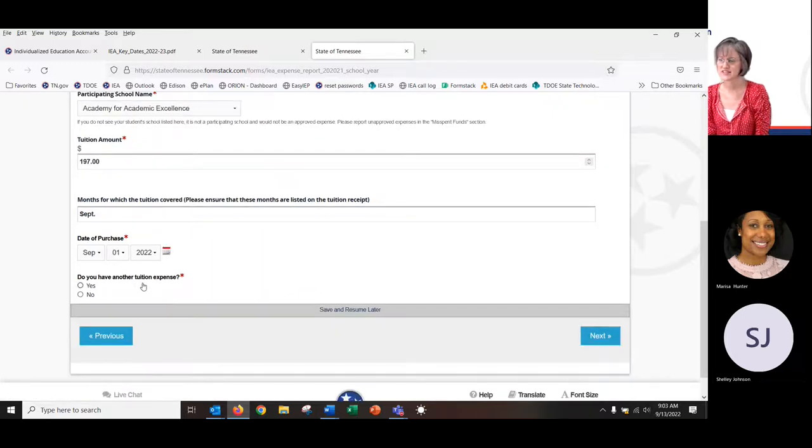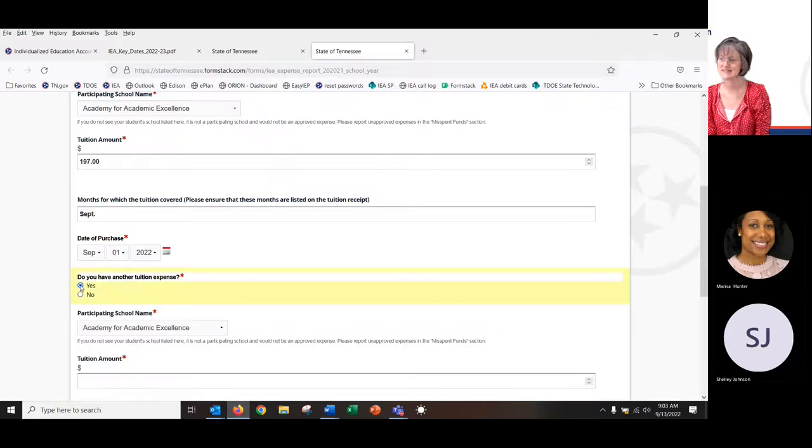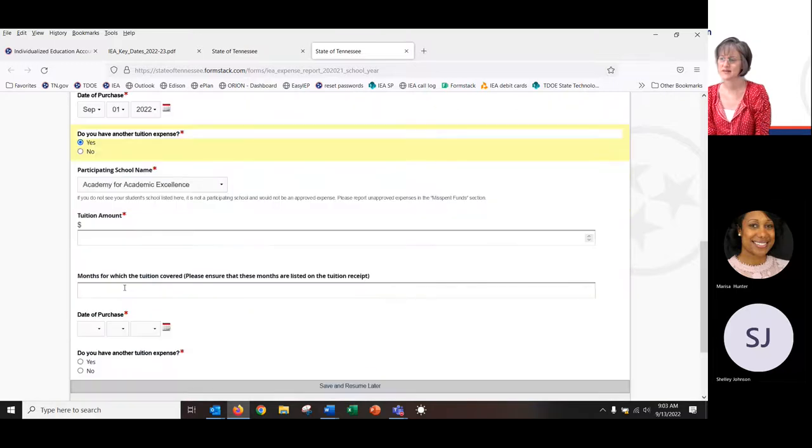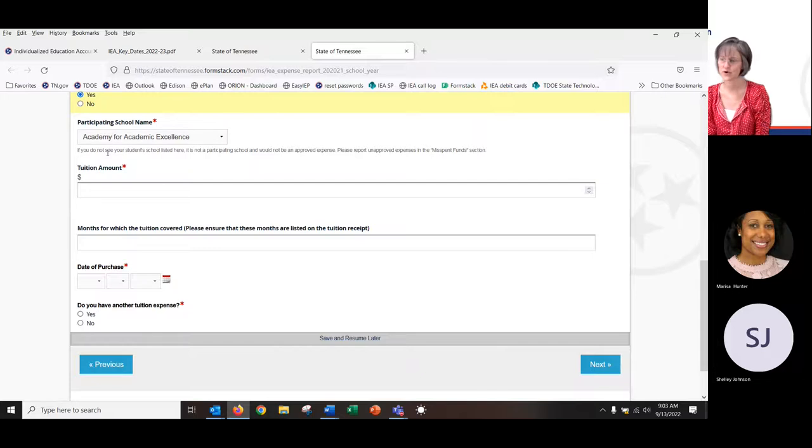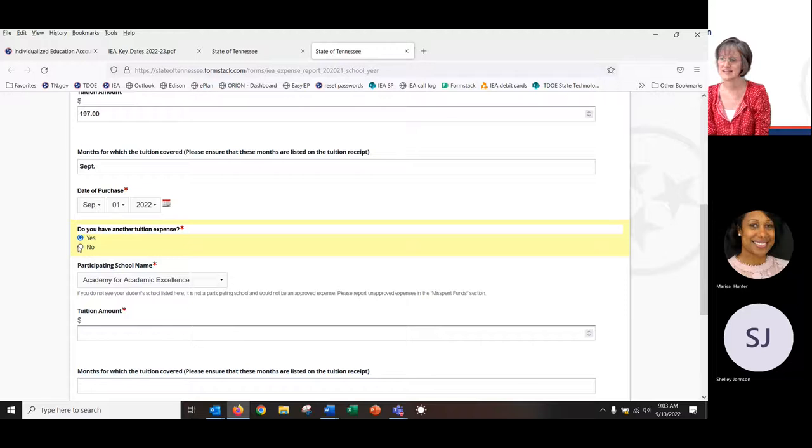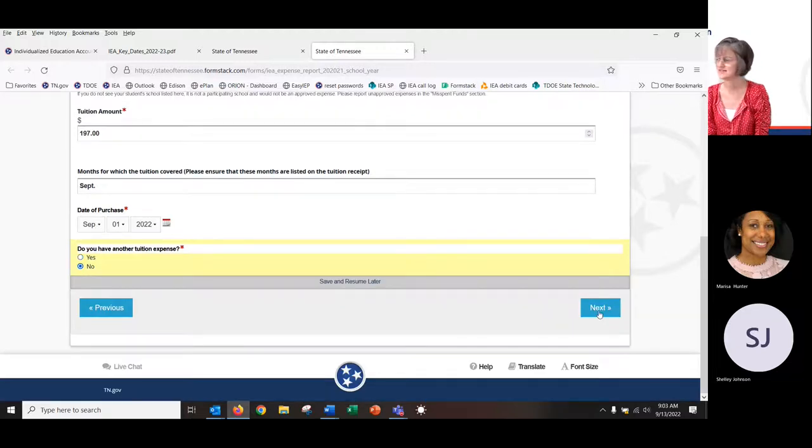If I've got another tuition expense, I can say yes, and it opens up another part of this form where I can enter another tuition amount. If I paid on multiple dates, if I have more than one receipt, if I paid separately for September, October, and August, I can enter them all separately. I can just keep saying yes, and it'll open up more of those for me. Or I can say no and go ahead and say next.